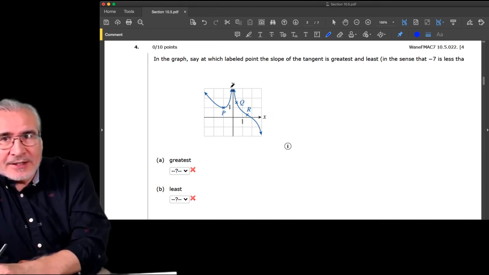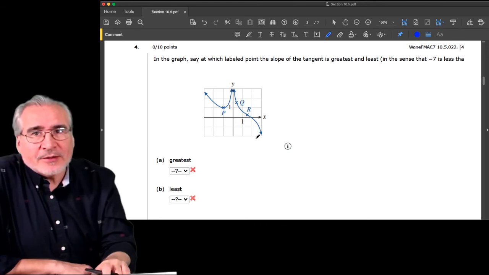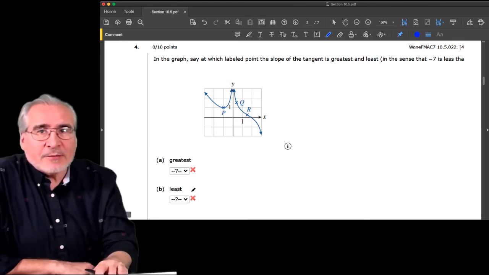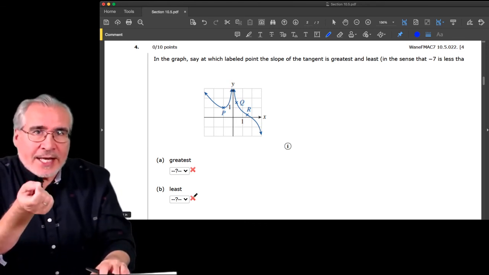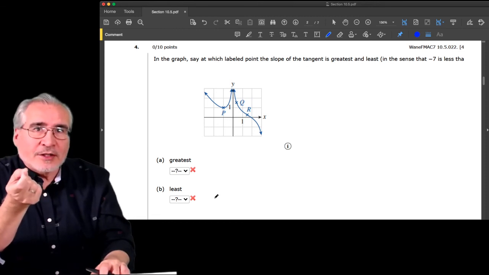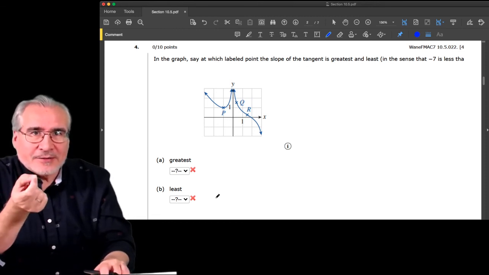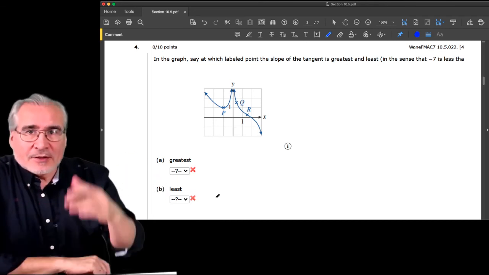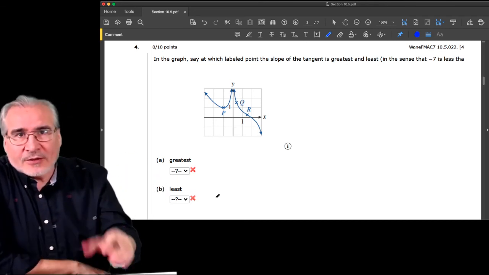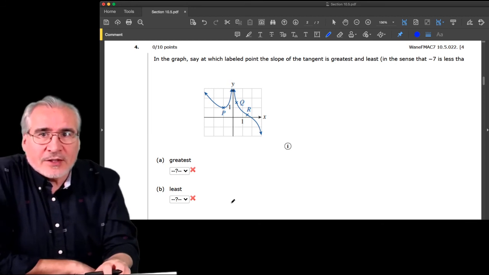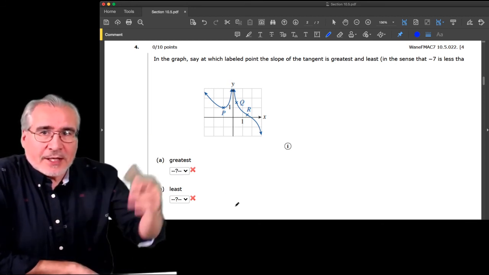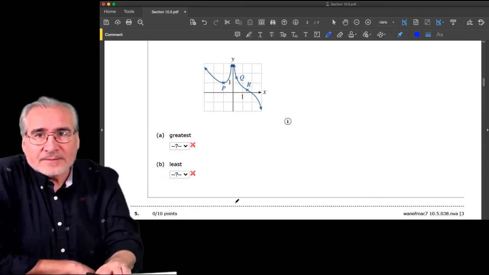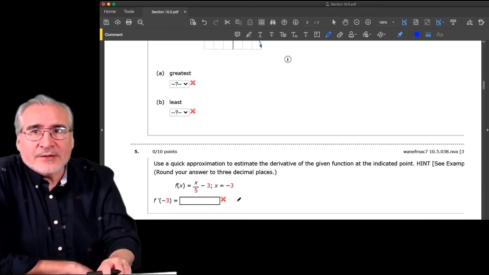Okay, so this point is going to be steeper than that one. So you can take your guesses that way. The most negative slope is going to be the smallest rate of change. So -7 is less than -5. So the steepest negative is going to be the smallest instantaneous rate of change. Zeros and positives will be the greatest. Okay, so give that one a try.